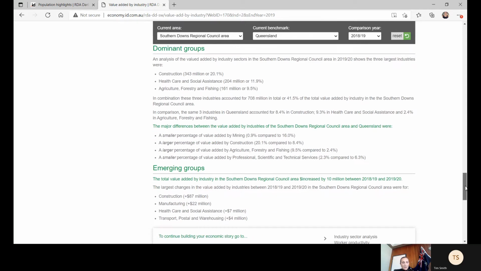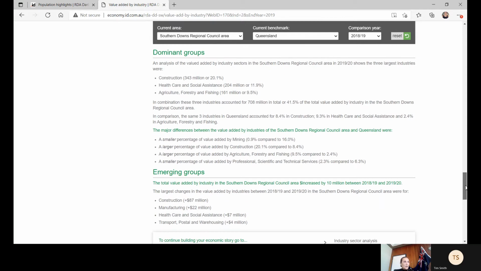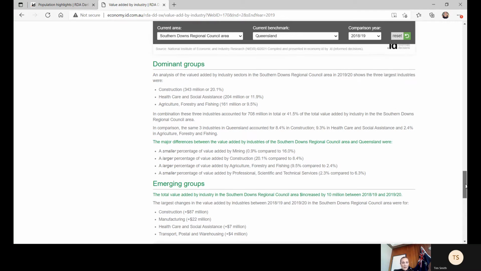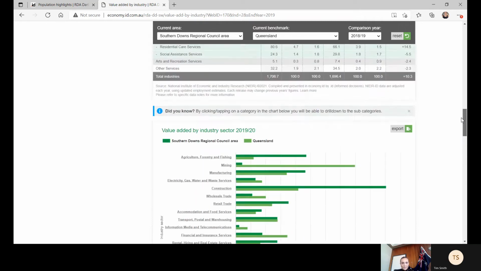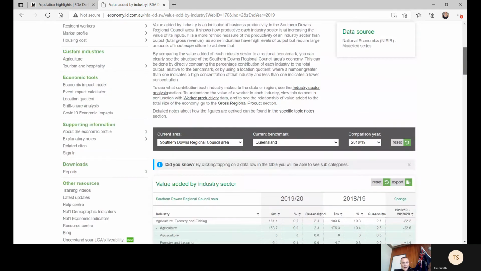So once again, guys, you get this dominant and emerging group analysis, so you can use that in any of your advocacy documents or people writing grants and that sort of thing. And I know the girls here use it really well. So that's our value add.